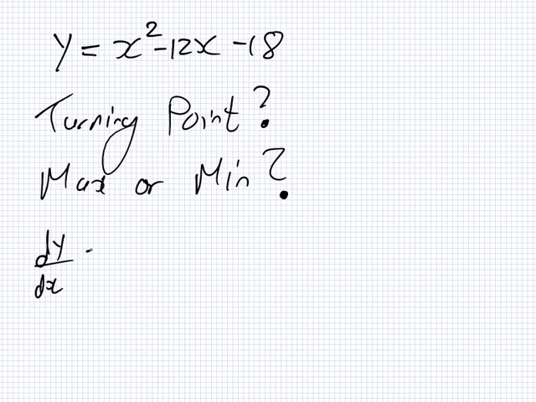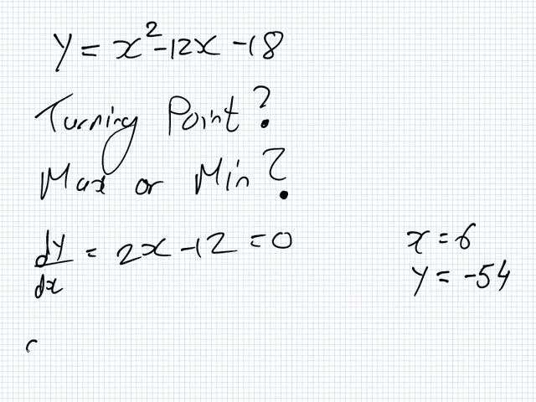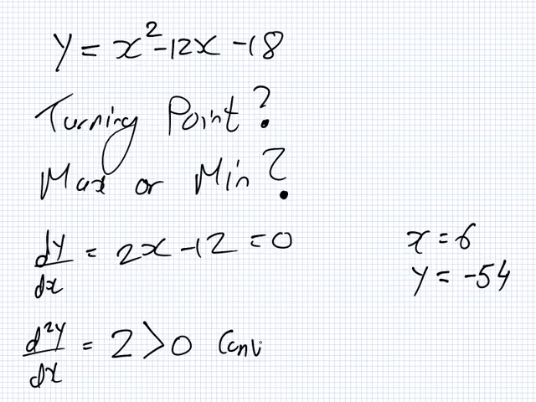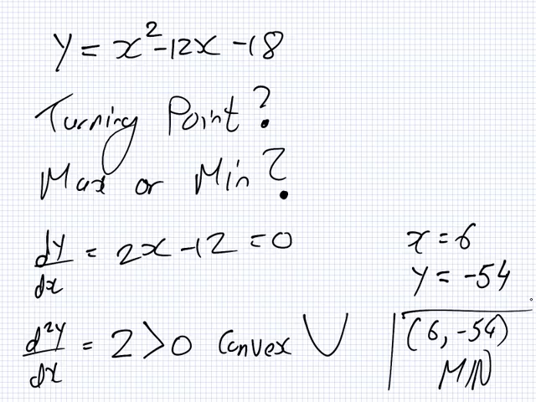Derivative equals 2x minus 12, which equals 0. So x equals, and y will equal minus 54. The second derivative is 2, which is positive, which is convex. Convex, which means it's this shape, which makes this point a minimum or maximum? Minimum. Yeah. Okay, I'll give you a harder one now.